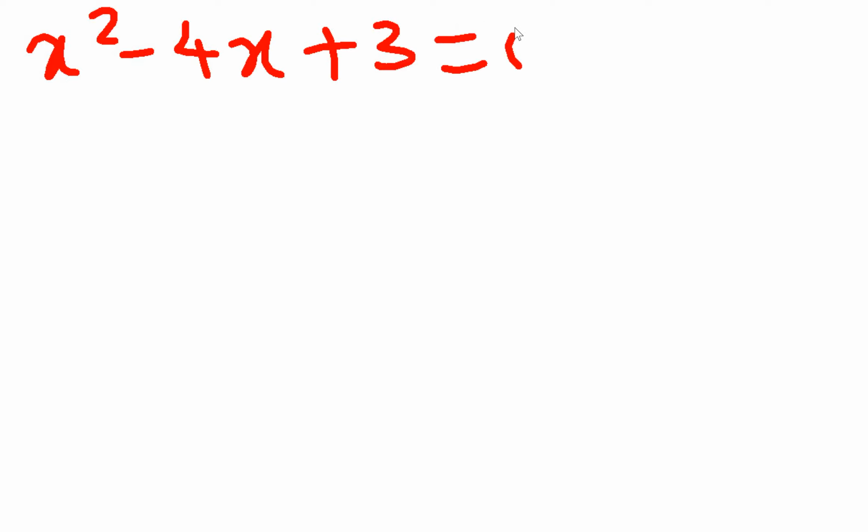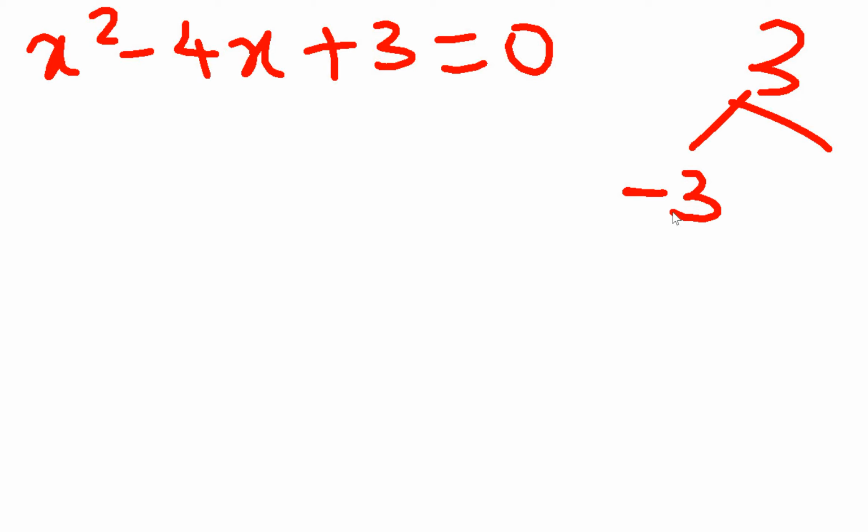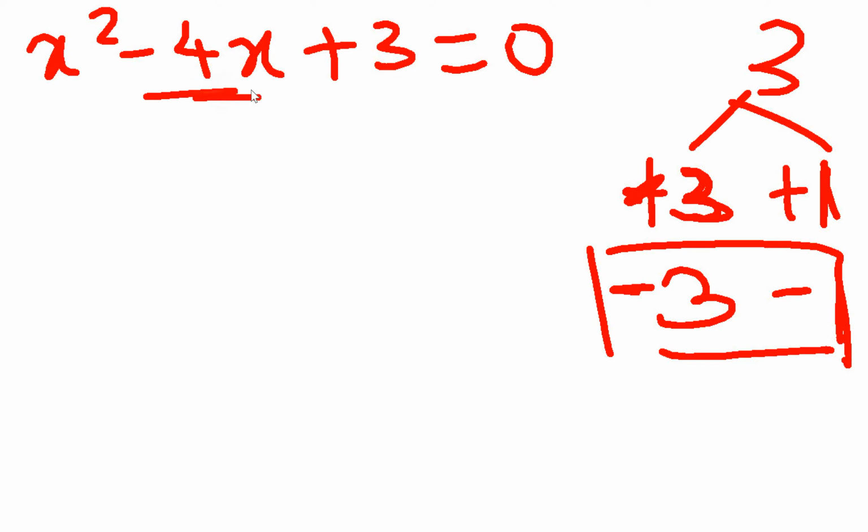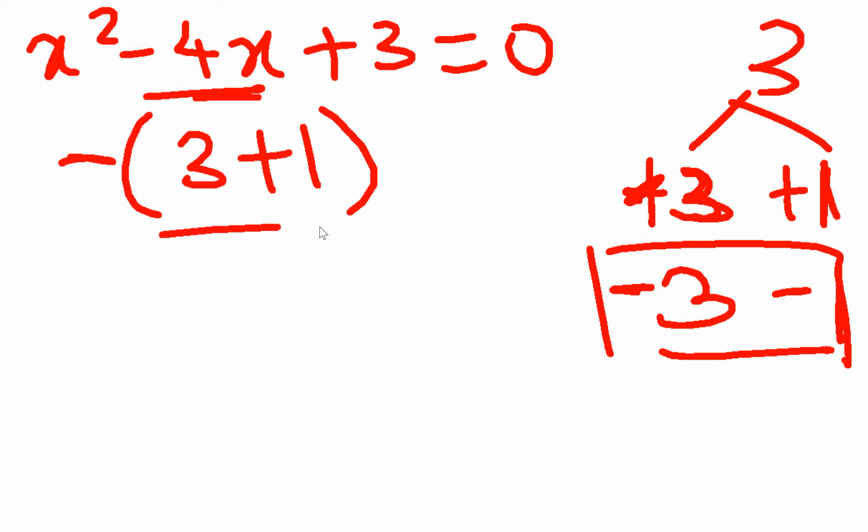What should I do in order to get minus 4? The question was x squared minus 4x plus 3 equal to 0, right? The factors we chose were plus 3 and plus 1. But I will change them to minus 3 and minus 1, so that if I add minus 3 and minus 1, I will get minus 4. If you look at minus 4, it is nothing but minus of 3 plus 1, isn't it? So I will choose minus 3 and minus 1 in this case.